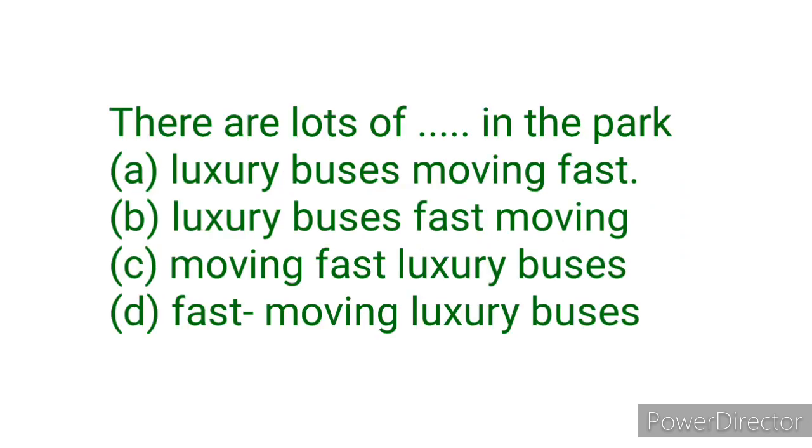Question 76. There are lots of dash in the park. We have option A, luxury buses moving fast. B, luxury buses fast moving. C, moving fast luxury buses. And D, fast moving luxury buses.